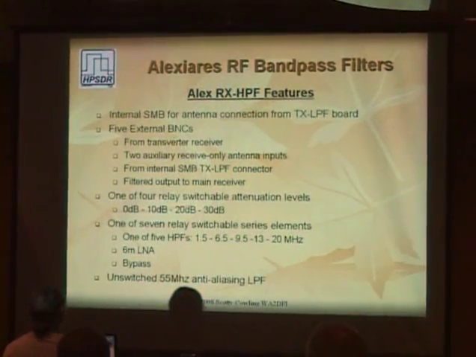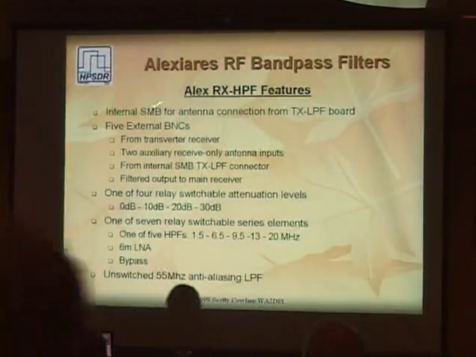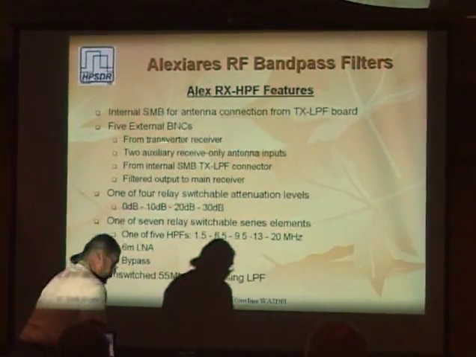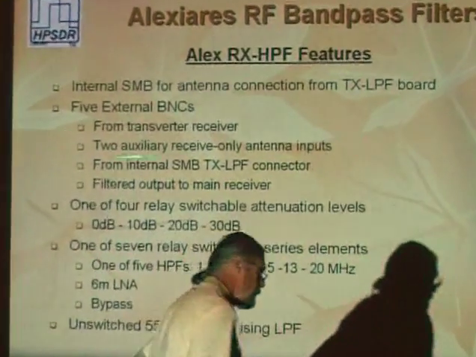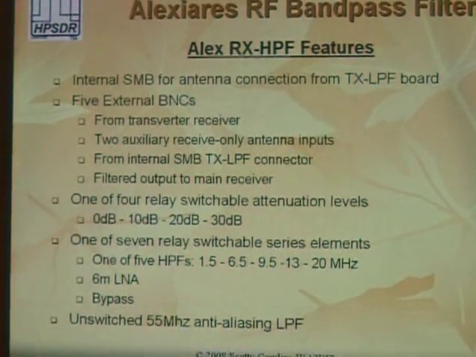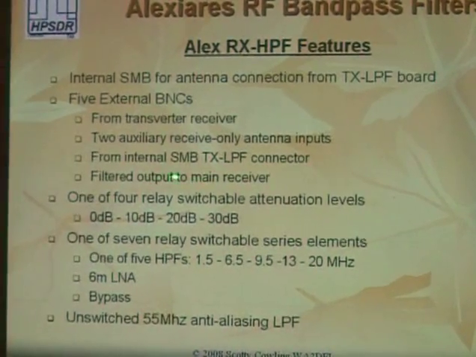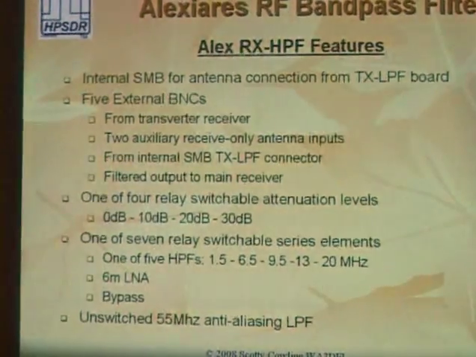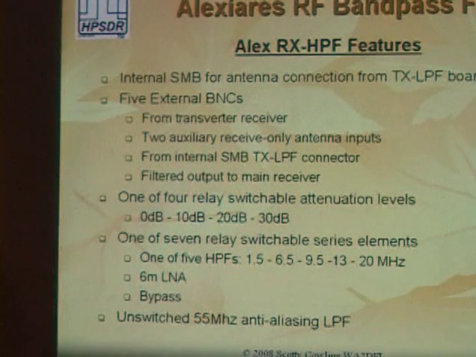Okay, now the receiver board. Internal SMB to the transmitter board, and then you've got five external BNCs. You can hook a transverter up here. You can hook up extra receive antennas, like Beverage antennas, for instance. Or you have an output here that you can break the connection between this SMB and the filters, and you can insert your own preamp or your own filter, because we don't know what you're going to want to do. So maybe you're going to want to bypass all this and put in your own preamp, or bypass it and put in your own custom filter. So you can do that with these connections.